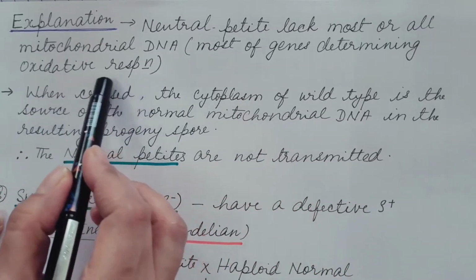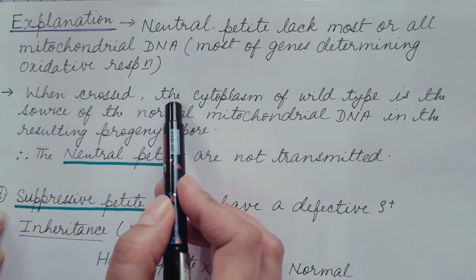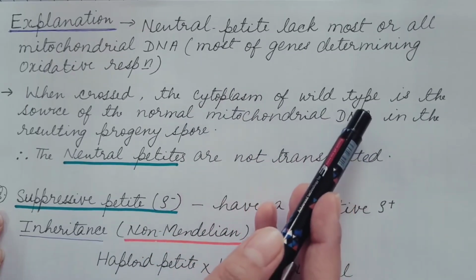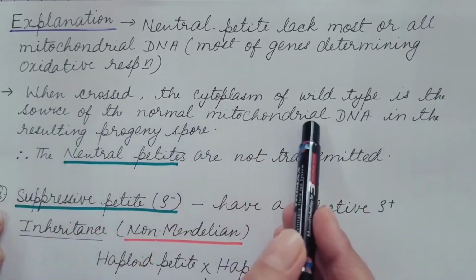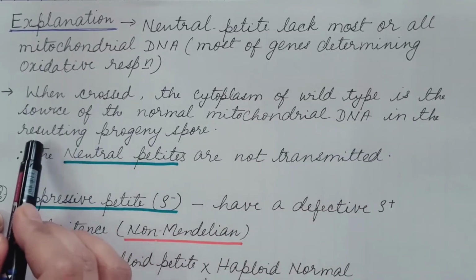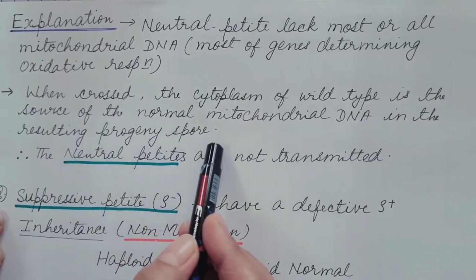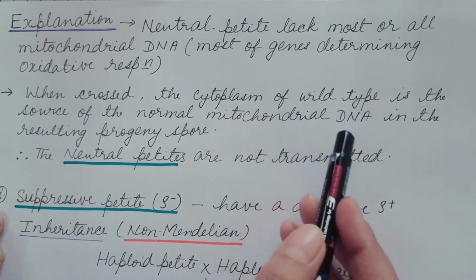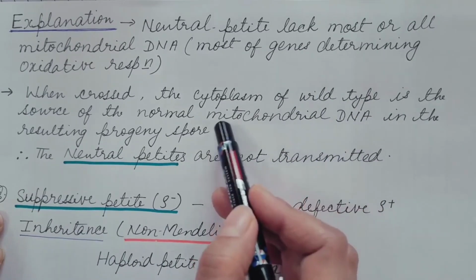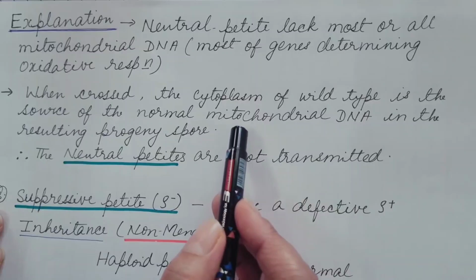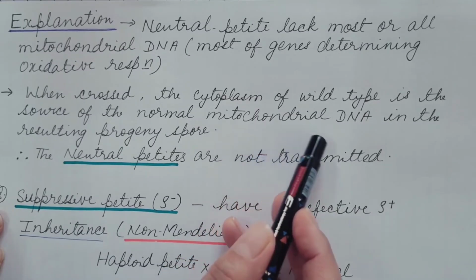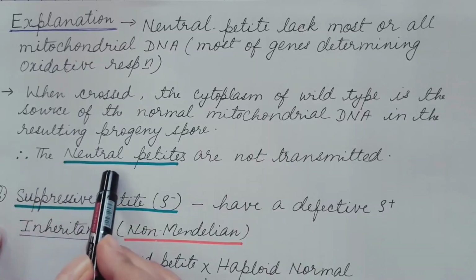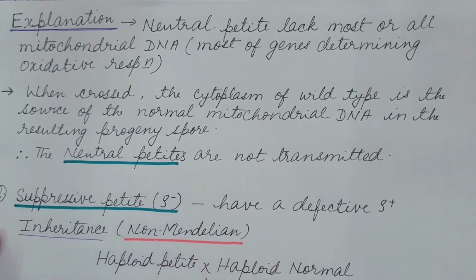So when this neutral peptide is crossed with the wild type, then the cytoplasm of the wild type is the source of the normal mitochondrial DNA in the resulting progeny spore, because the cytoplasm of the wild type has the normal mitochondria, hence normal mitochondrial DNA. So the progeny which we get are all normal. Therefore, we can say that neutral peptides are not transmitted.